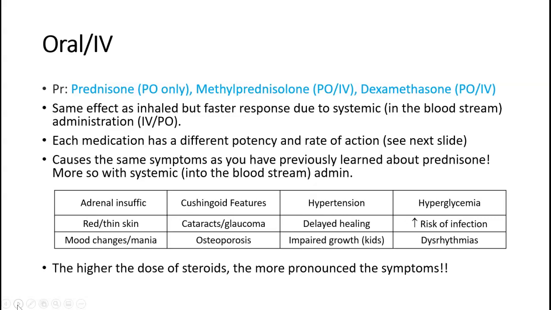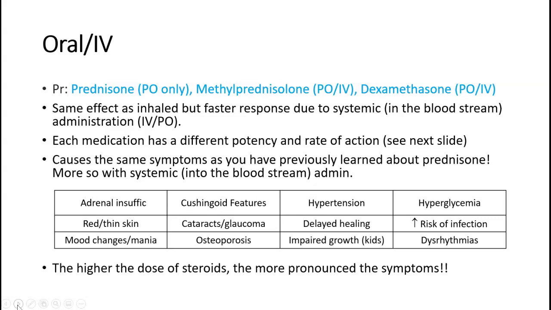So these will have the same effect as the inhaler, right, as inhaled glucocorticoids, but probably a little bit faster response due to the fact that these are taken systemically. So depending on when the onset is of these drugs and their duration of action, they're going to start to work within minutes to hours.